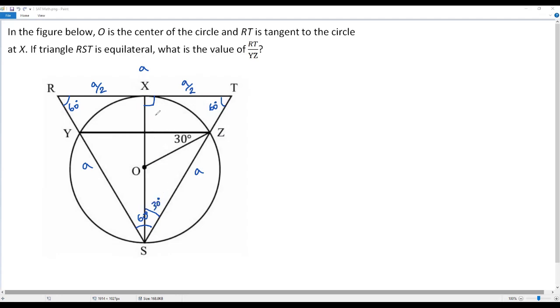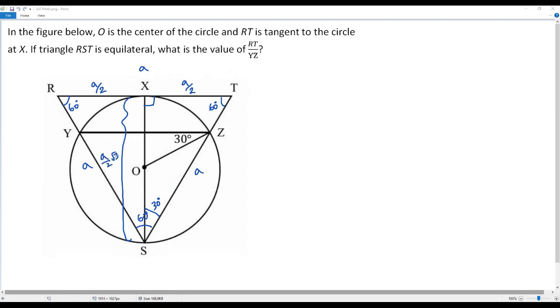Now let's consider the right triangle XTS over here. It is a 30, 60, 90 special right triangle. In this 30, 60, 90 special right triangle, the side opposite the smallest interior angle of 30 degrees is considered the shortest leg. So XT is the shortest leg of this triangle. The next longer leg is the side opposite the 60 degree interior angle. To get the length of this side, which is opposite 60 degrees, we multiply the length of the shortest leg by square root of 3. So, when I multiply this by square root of 3, I get A over 2 times square root of 3.